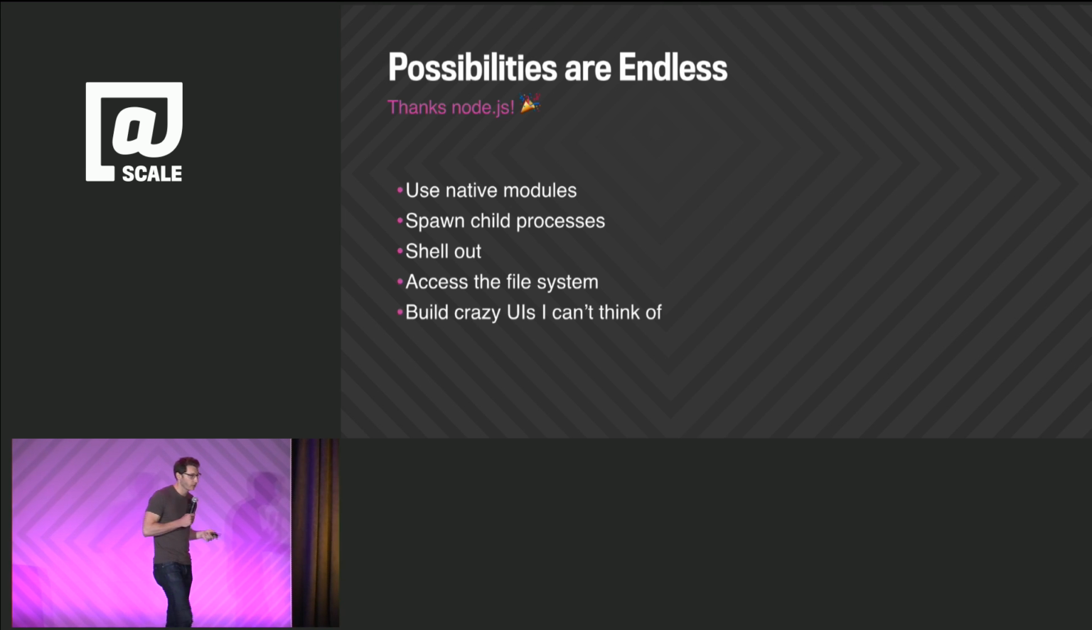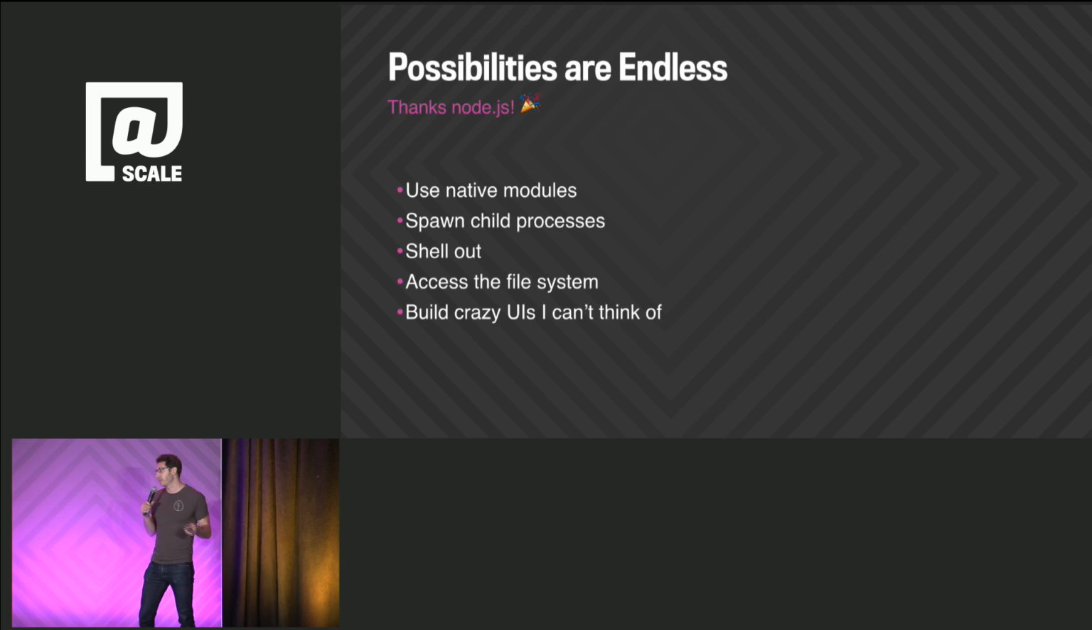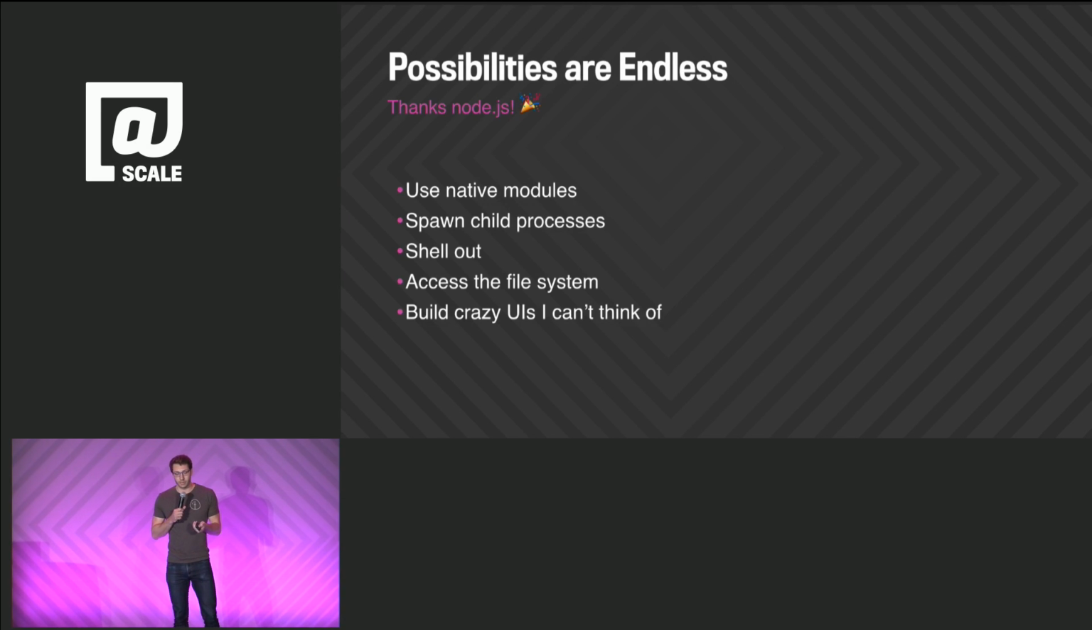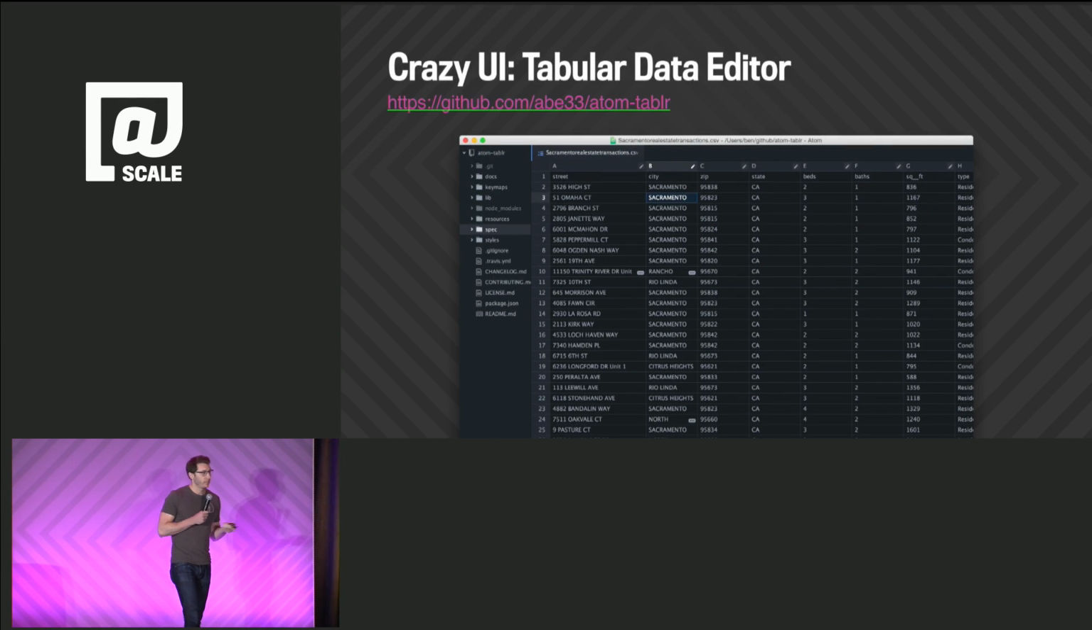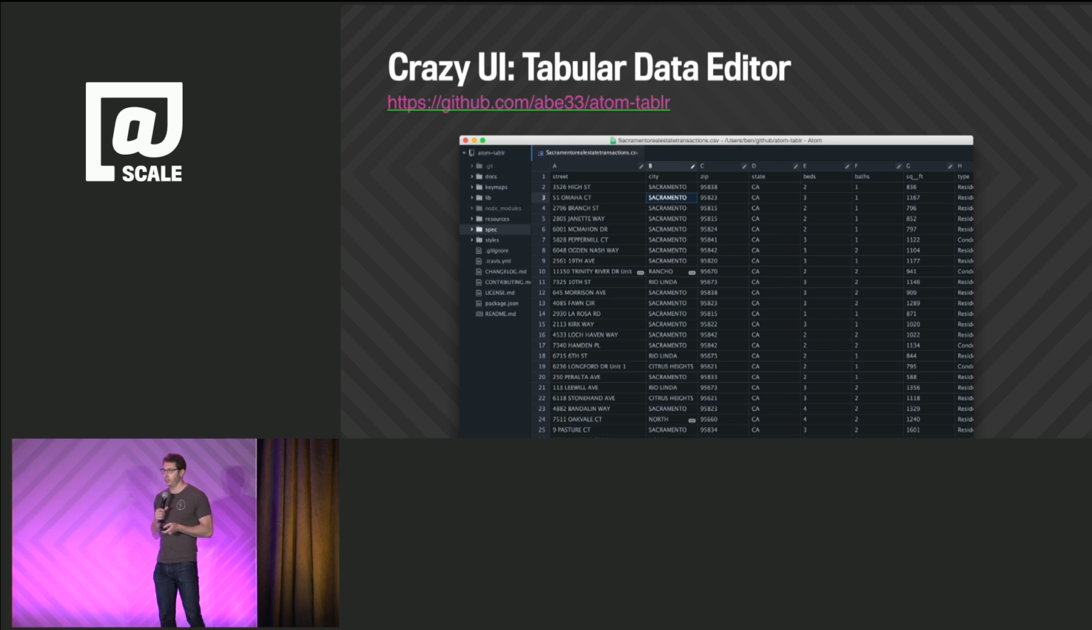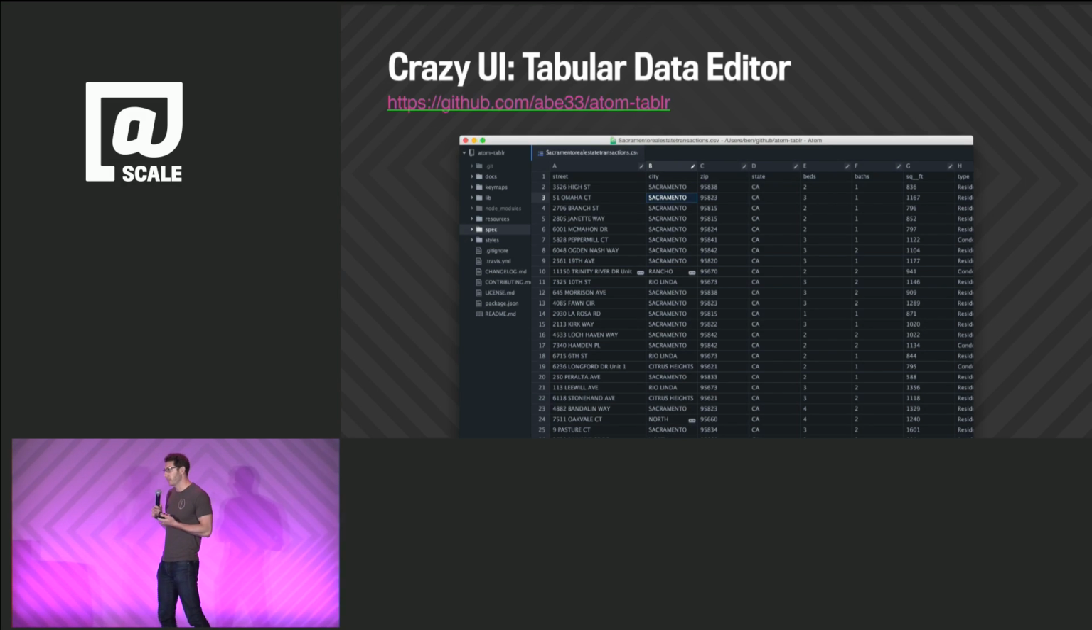You can also build crazy UIs, like stuff that I can't even think of, stuff that we on the core team would never build. So I'll give you one example of that. This is a tabular data editor, built by somebody in the community, and it's something that we would never build on the core team.